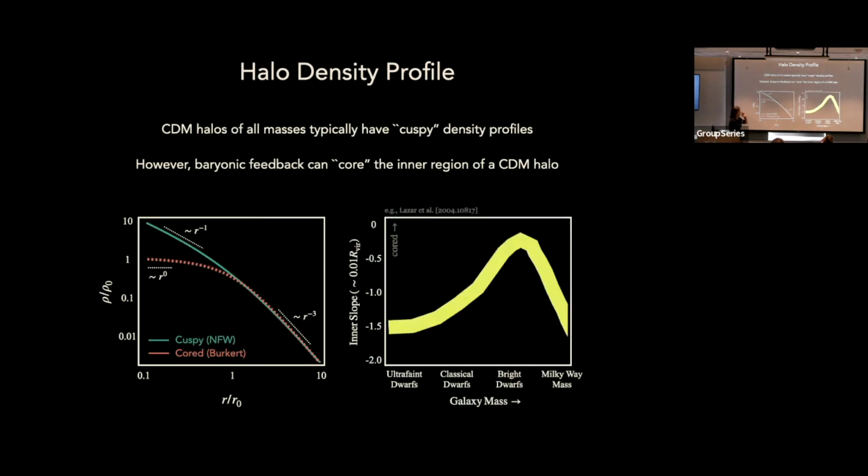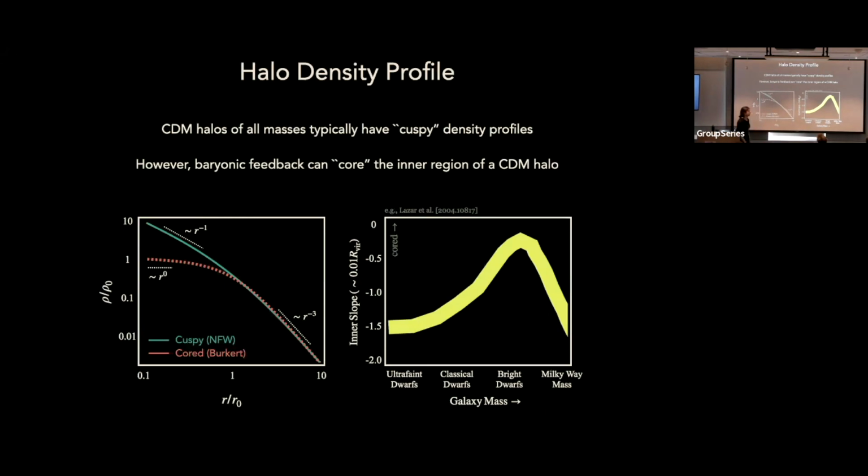Now, when you get cusps and when you get cores depends on which system you're looking at. This is a cartoon diagram very roughly summarizing results from a variety of simulations. It's showing the inner slope of the density profile as a function of galaxy mass, going from ultra-faint dwarfs all the way up to Milky Way mass systems. If you're cored, you live up here. If you're cuspy, you're further down here. And what you can see is that baryonic feedback doesn't just core everything. It primarily cores these bright dwarfs.